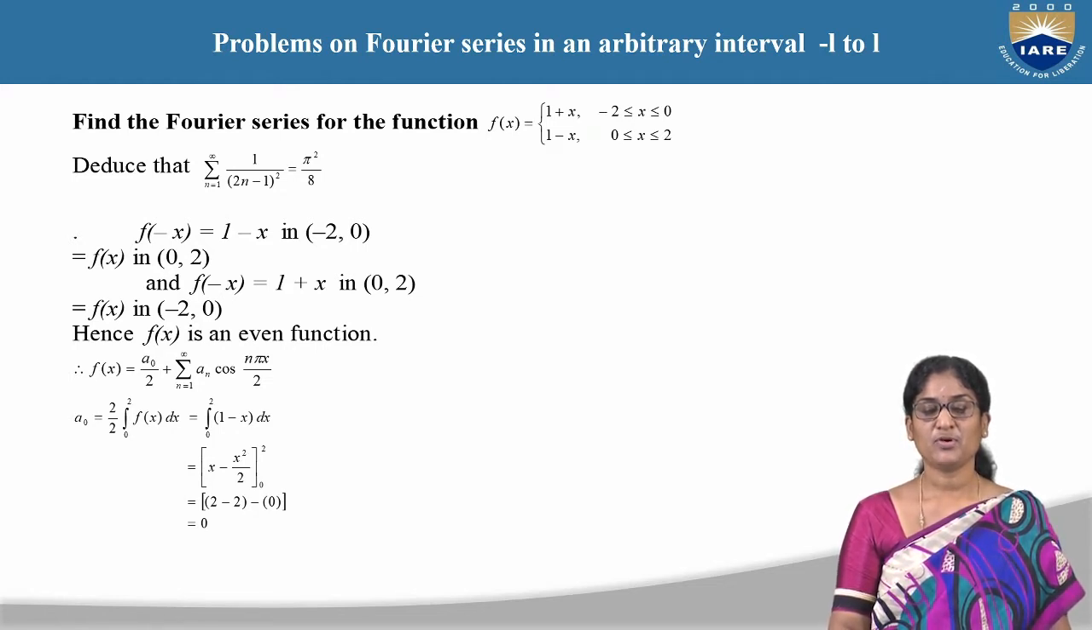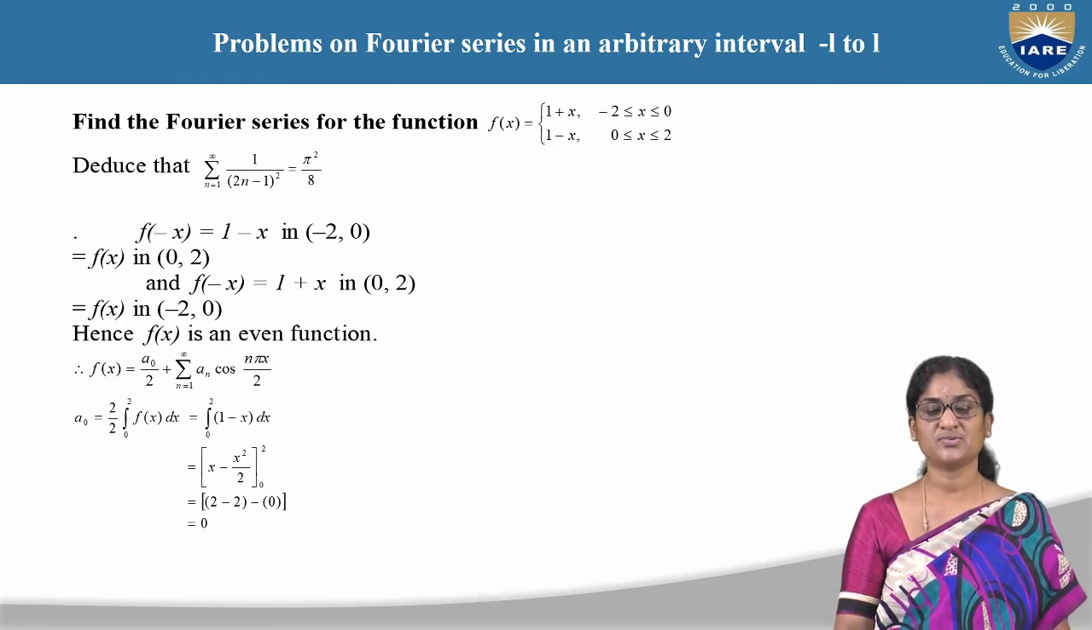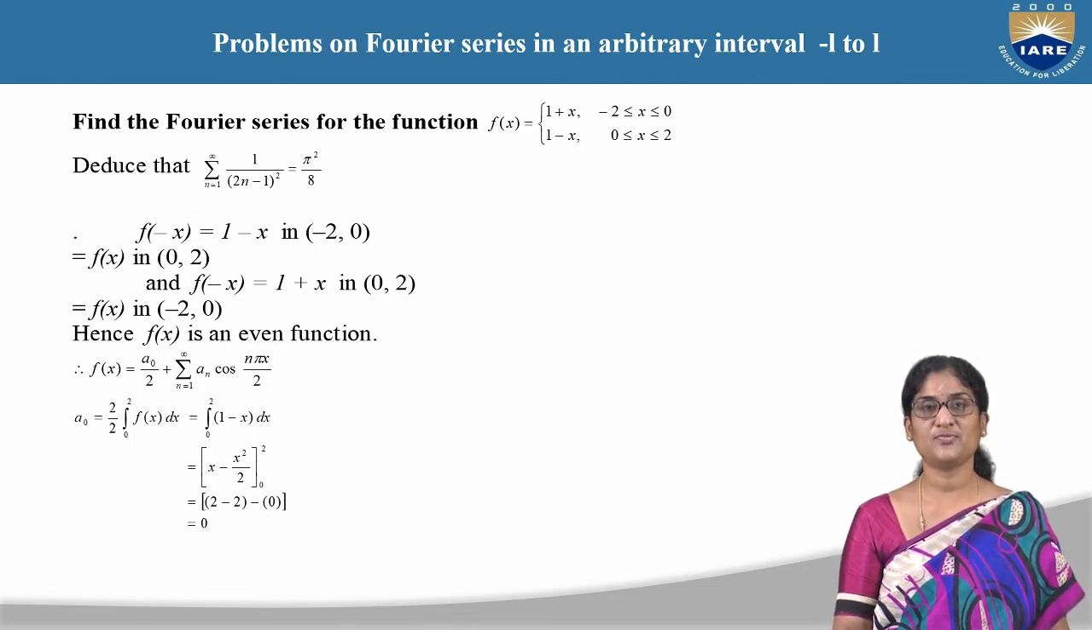Now, before going to the problem, let us see whether this function is even or odd function. F of minus x is equal to 1 minus x in minus 2 comma 0, which is equal to f of x in 0 comma 2. Similarly, f of minus x is equal to 1 plus x in 0 comma 2, which is equal to f of x in minus 2 comma 0. Therefore, we can say that the given function is an even function. We all know that for the even function, the Fourier coefficient bn is equal to 0. We need to find out only two Fourier coefficients, that is a0 and an values.